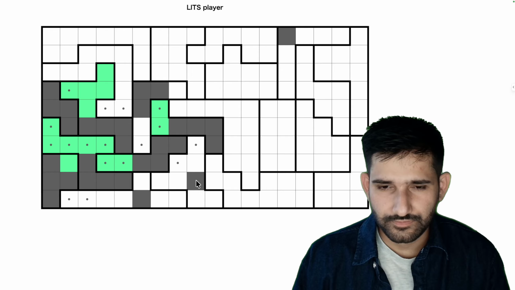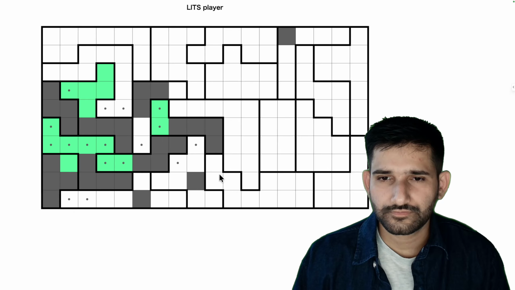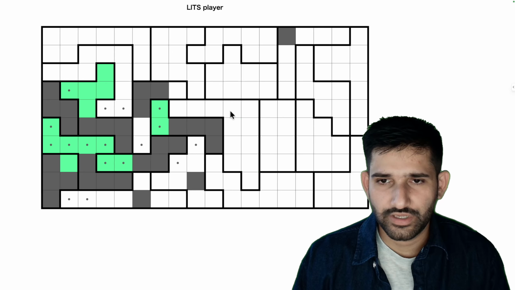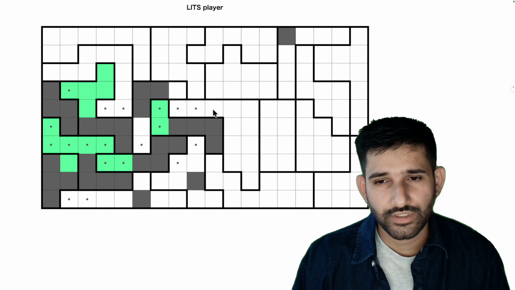Yes, it has to be shaded. Right. Now this cell cannot be shaded because then it will make a tetromino like this. So it's not shaded. This one is not shaded. This one can be shaded.